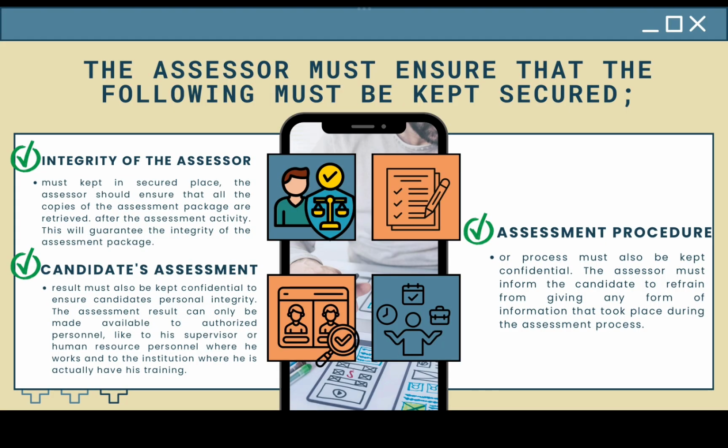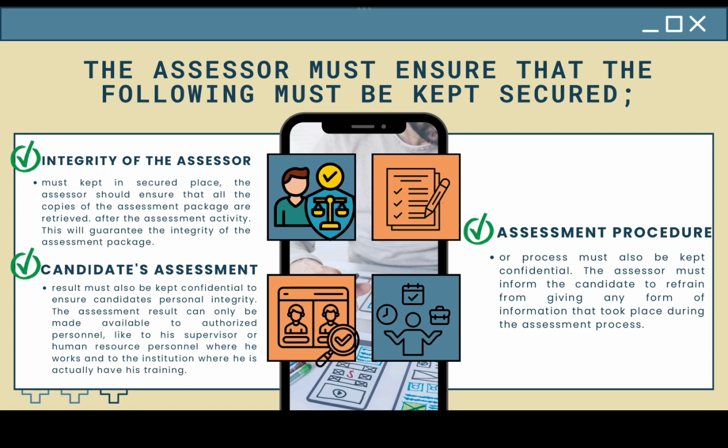Next slide. The assessor must ensure that the following must be kept secured. So we have integrity of the assessor. Must be kept in a secure place. The assessor should ensure that all the copies of the assessment package are retrieved after the assessment activity. So this will guarantee the integrity of the assessment package. So we as the assessor, responsibilidad natin na i-secured ang lahat ng assessment materials and kunin ang lahat ng copy after ng assessment.